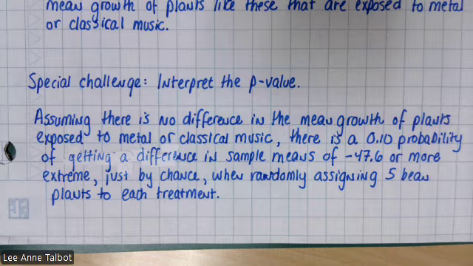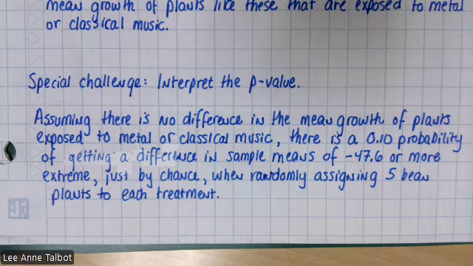I'm gonna show you mine because I hear some wrong things. So you can't just write the whole, you gotta write what the whole is saying. Assuming no difference in the mean growth of plants exposed to metal or classical music, that's what mu1 minus mu2 equals 0 says in words. Assuming no difference between 1 and 2.